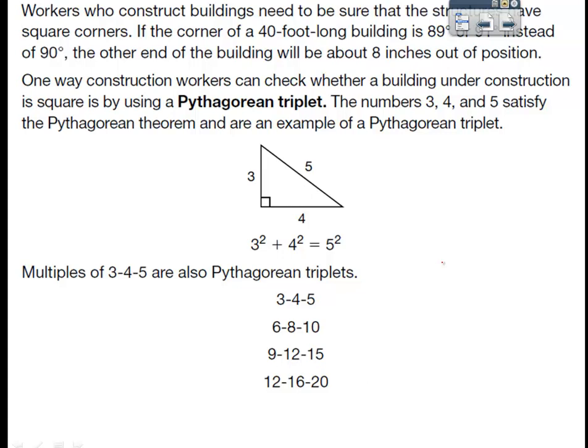But triplets are like 3, 4, 5, and any multiples of those. So you take 3 times 2 is 6, 4 times 2 is 8, and 5 times 2 is 10. That's right here. So there's another triplet. And then 3 times 3 is 9, 4 times 3 is 12, 5 times 3 is 15. There's another triplet. 3 times 4 is 12, 4 times 4 is 16, and 5 times 4 is 20. So there's another triplet. Those are all Pythagorean triplets.